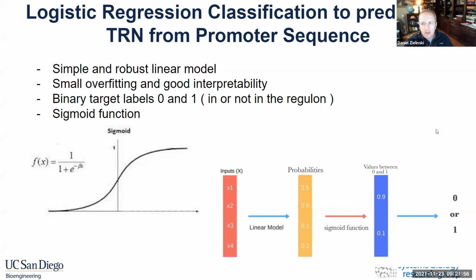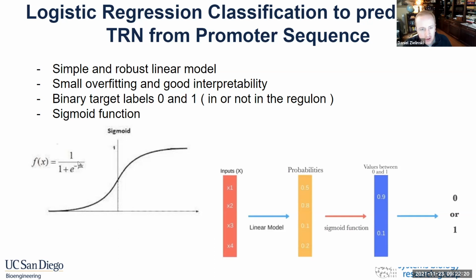With the time I have left, I want to give one more quick machine learning model that we're working on, which is transcription regulatory network modeling. Here, the nature of the machine learning model was very simple. It was just a logistic regression model. For classification, logistic regression is as simple as it gets. A low score is 0, and a high score is 1.